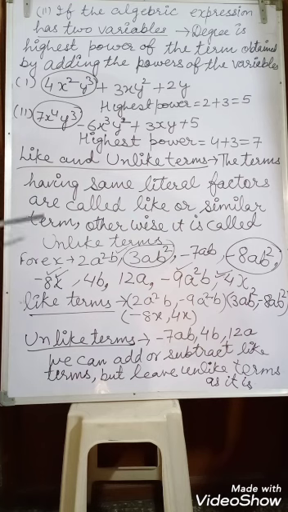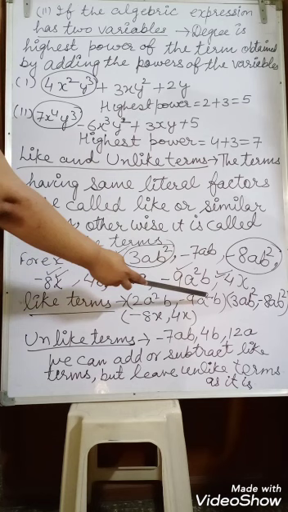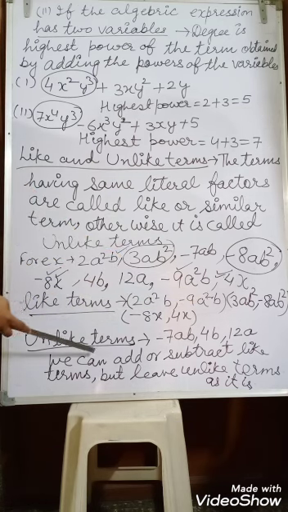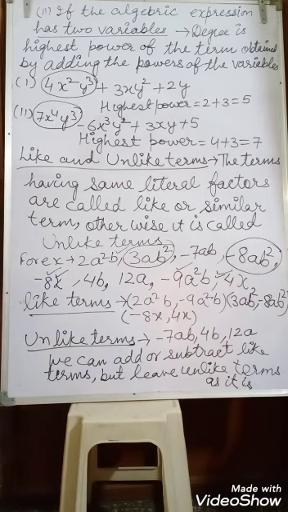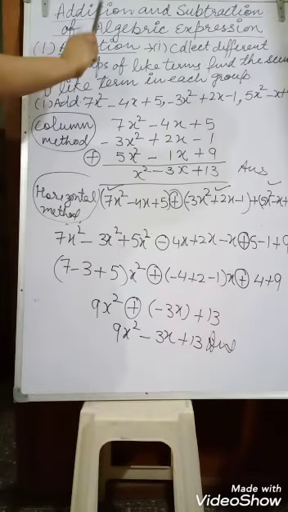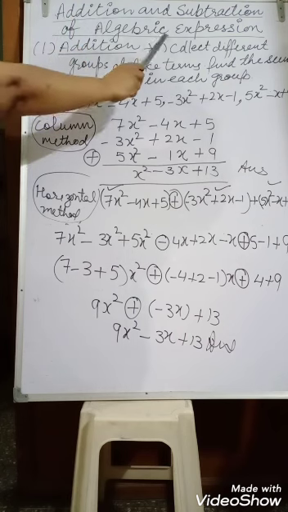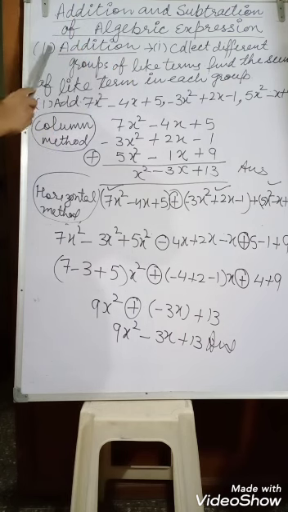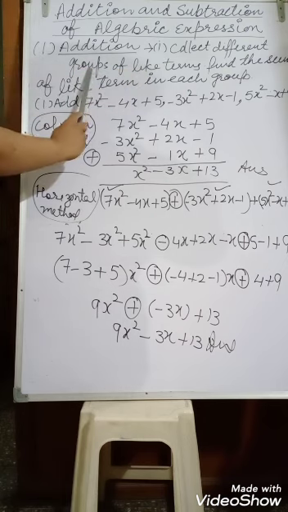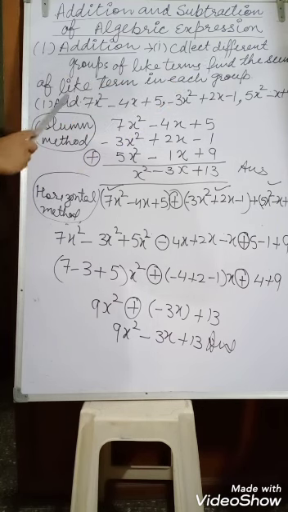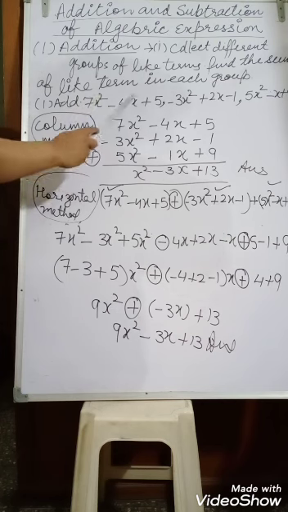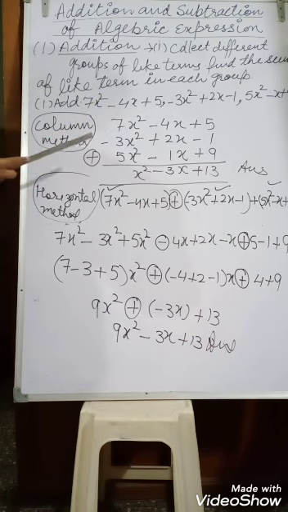One thing you should keep in mind, we can add or subtract only like terms. Otherwise, for unlike terms, all these terms will remain as they are. Now we have to do the addition and subtraction of algebraic expressions. For addition and subtraction, we have to follow some rules: collect different groups of like terms, find the sum of like terms in each group, and then write the answer in polynomial or expression form.